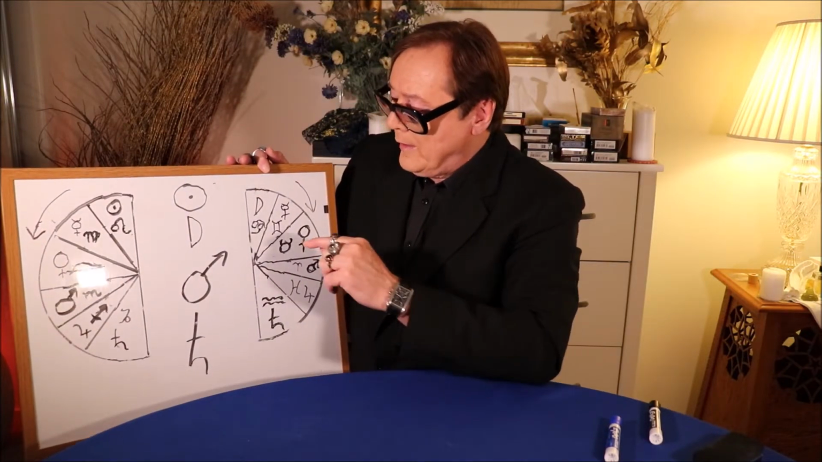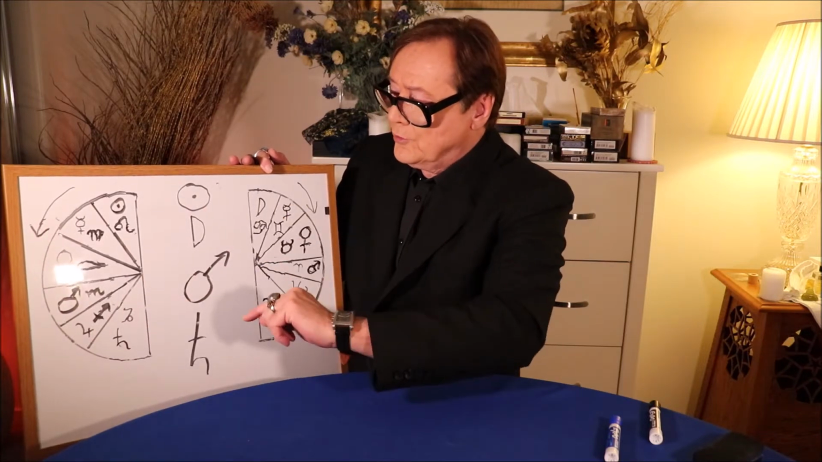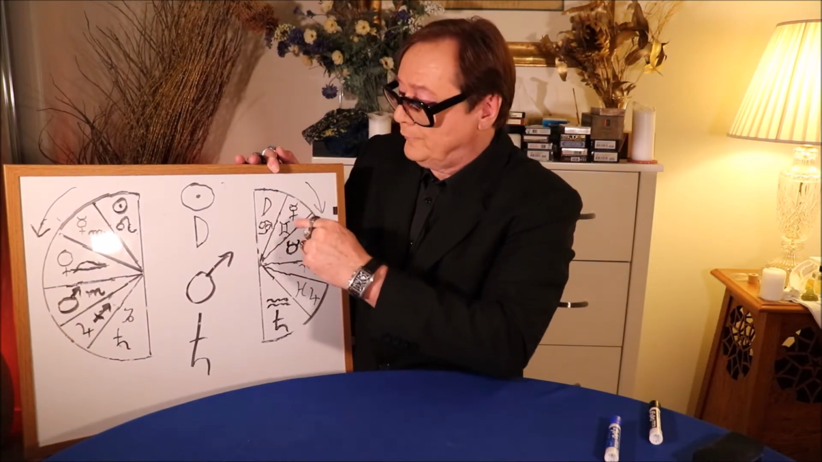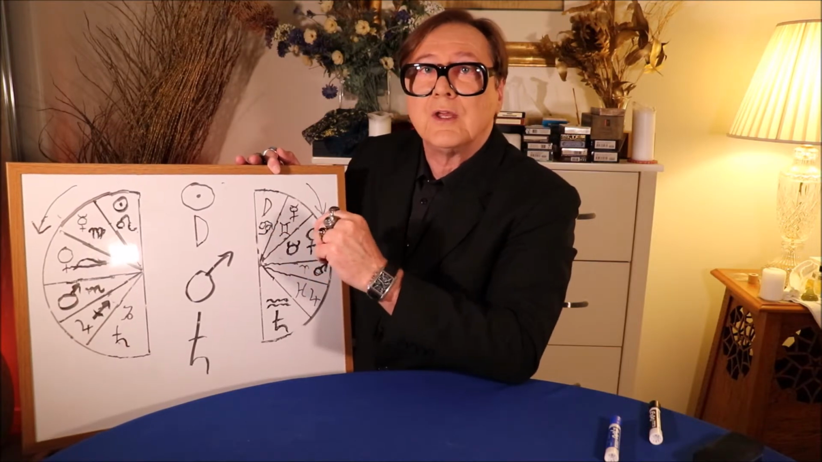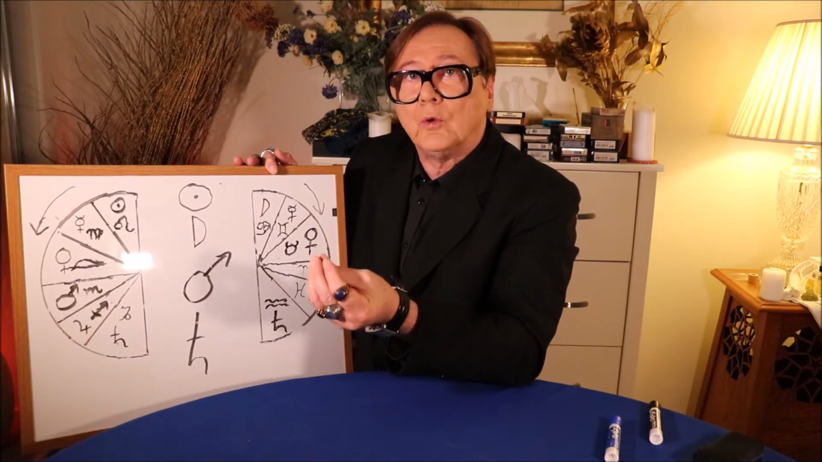Now, why do I have the zodiac split into two? I'll also say this, there's a number of symbols for the planets and for the signs. There's a spiritual meaning behind all of those.